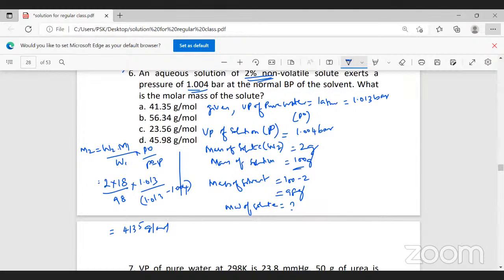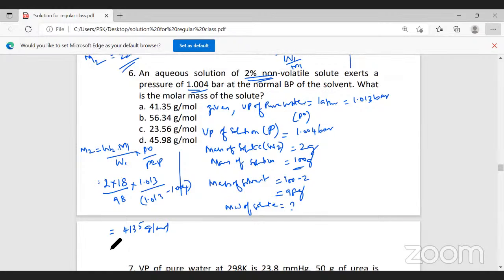Or we can write the molar mass of the solute is 41.35 grams per mole. Since a compound like this has a molecular mass of 41.35, it's written as 41.35 gram per mole. Hence the answer for this question is option A, 41.35. The next question.